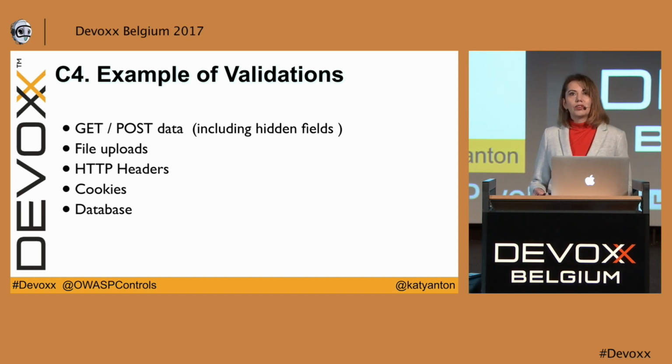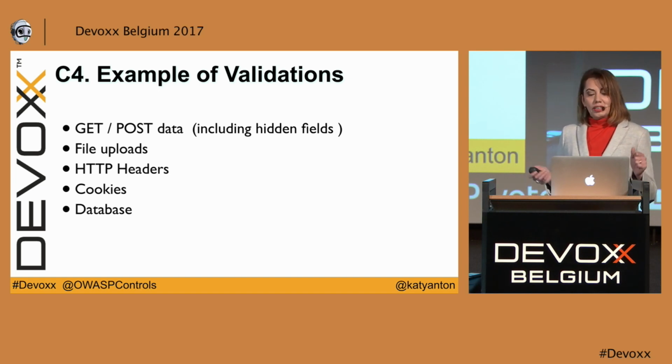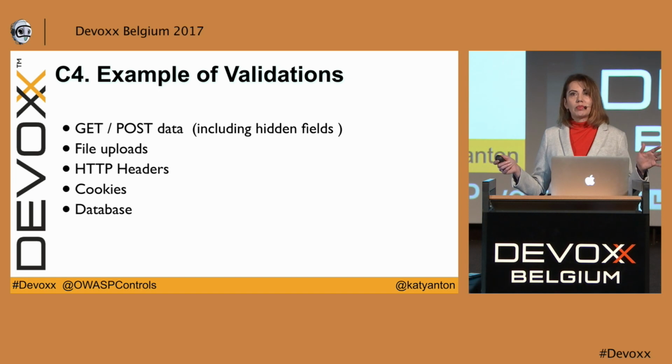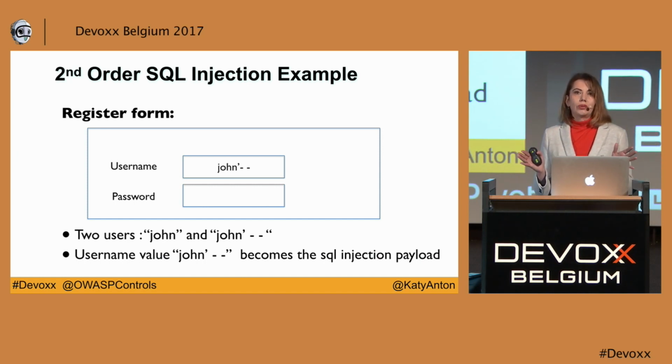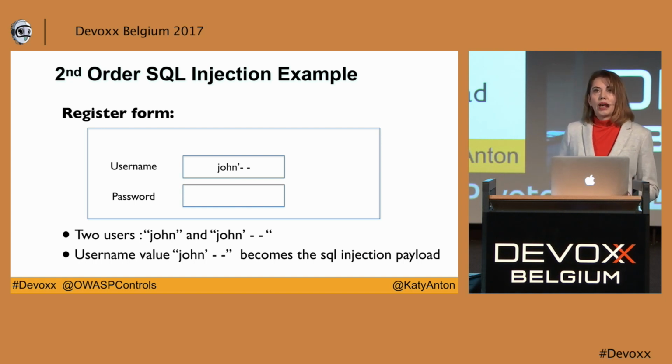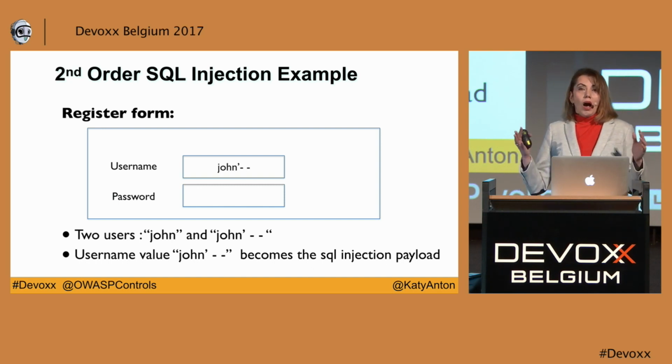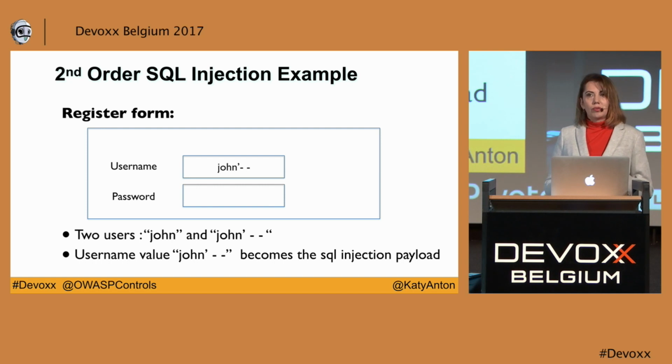second-order SQL injection. How many of you have heard of second-order SQL injection? Not many. Okay, so I'm going to go through a very simple example of this type of vulnerability. Second-order SQL injection works when the injection payload is stored in the database and stays there dormant until it's used in other parts of the software. And that's when the exploit actually occurs. So let's consider that we already have a user joined into our application, but now we register another user. Let's say John single quote dash dash.